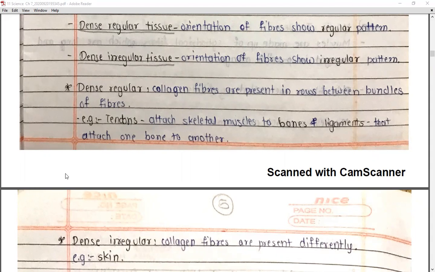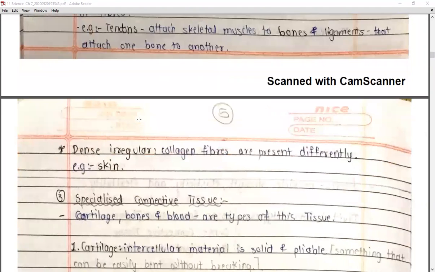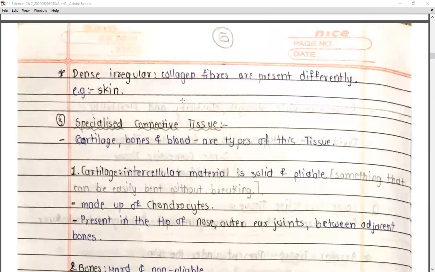Now see, there are so many bones, but how are they attached with each other in your body? That is due to the presence of the dense regular tissues, right? And the example is tendons. Second is dense irregular, and in that the collagen fibers are present differently. Here the collagen fibers are not present in a single manner or in the same manner, but they are present in irregular manner, and the example of it is skin. So the layer of skin does possess different types of cells.